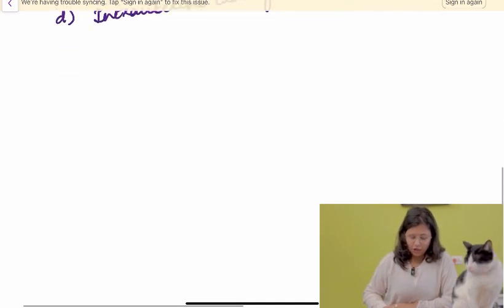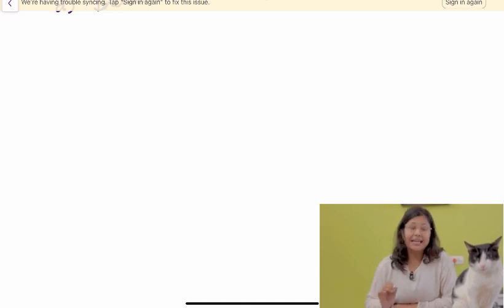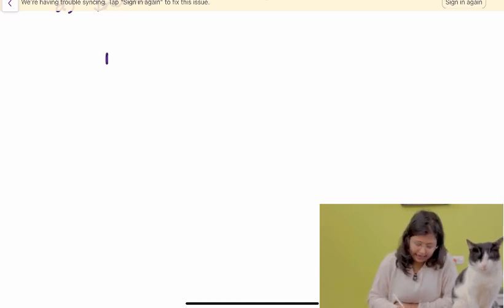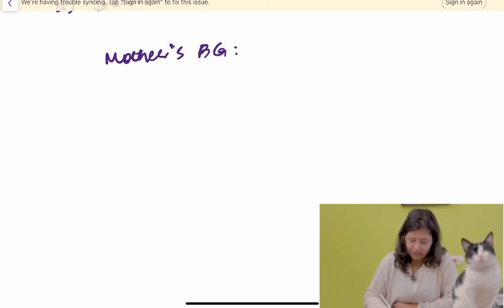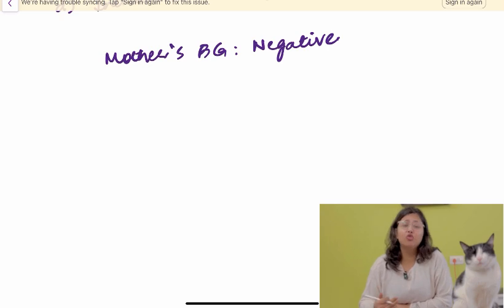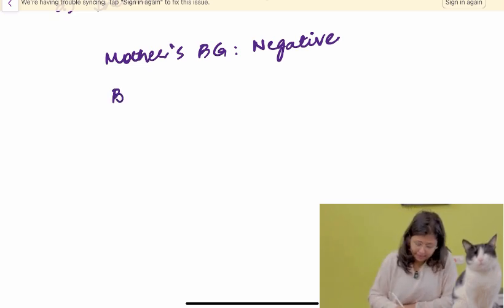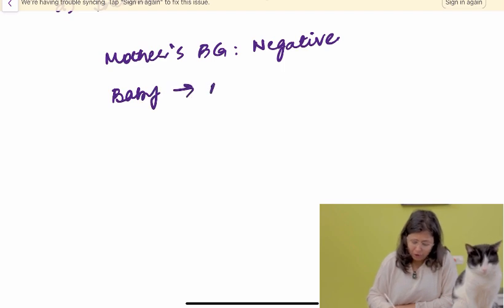So RH negative pregnancy, what exactly do I mean by it? It means that the mother's blood group is negative. So she may be A negative, B negative, O negative, whatever. If the husband's blood group is also negative, that is not very problematic. But if the husband's blood group is positive, then we know that there is a chance that the fetus or the baby that she has might have a positive blood group, right?